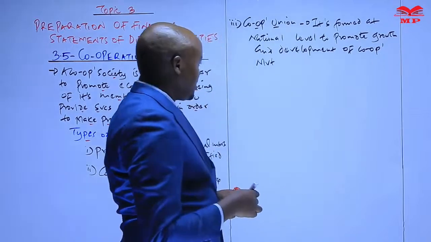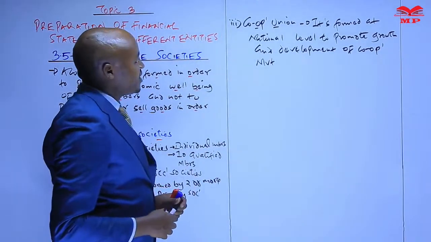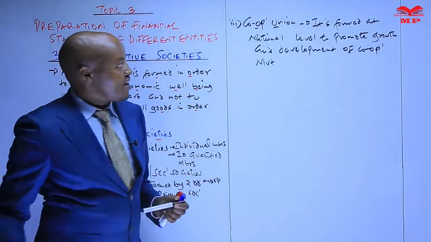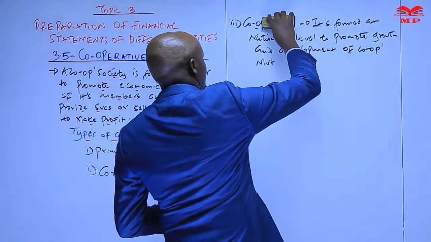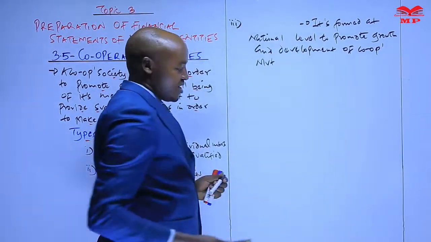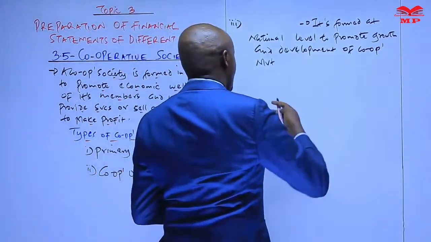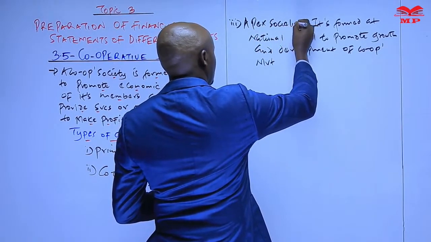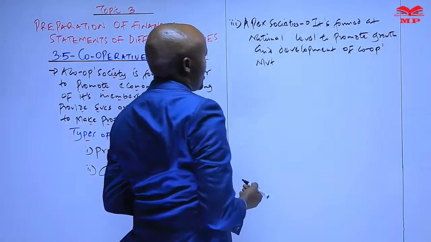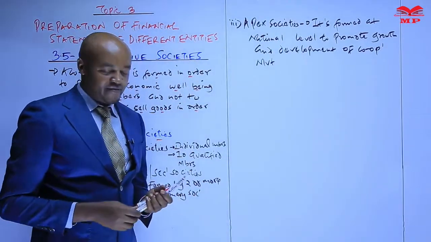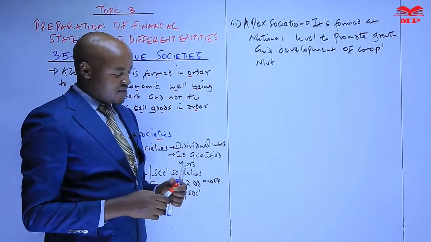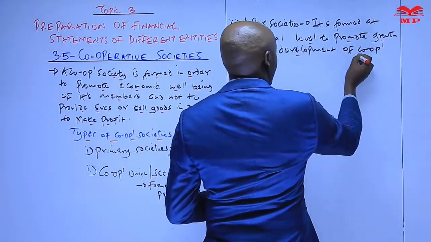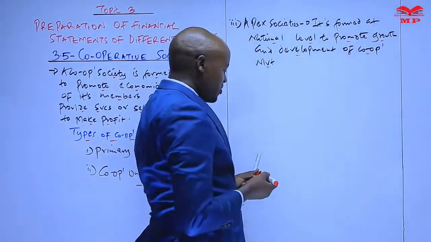Sorry, the appropriate name for that should be Apex Society, not cooperative union. So the Apex Society, we are saying, is a particular cooperative society which will be formed at the national level to promote the growth and also the development of cooperative unions.